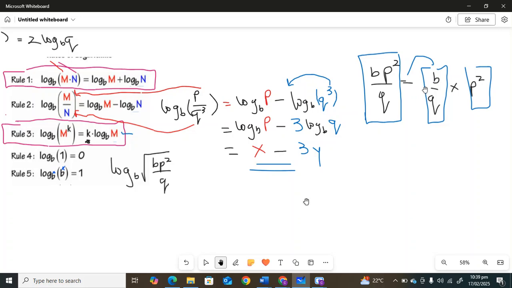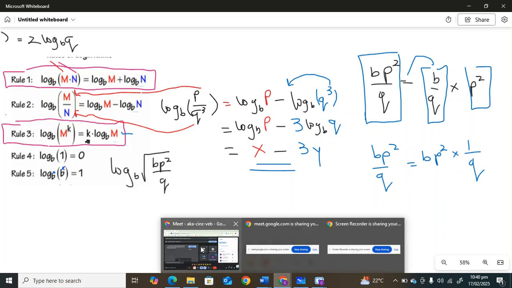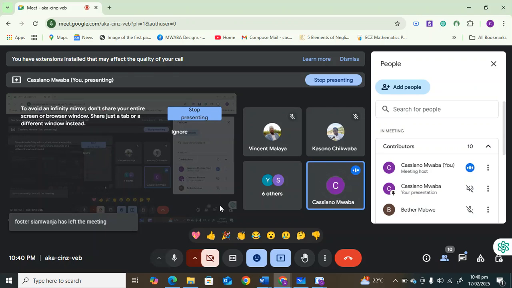What has just happened here? This is not magic, this is mathematics basically. The other way you can also do it is like this: B P squared over Q can also be simplified to B P squared multiplied by 1 over Q. There are many ways to break this expression down. Here I'm just trying to break the expression down into simple, smaller parts so that we can apply the laws of logarithms. Are we okay with that?